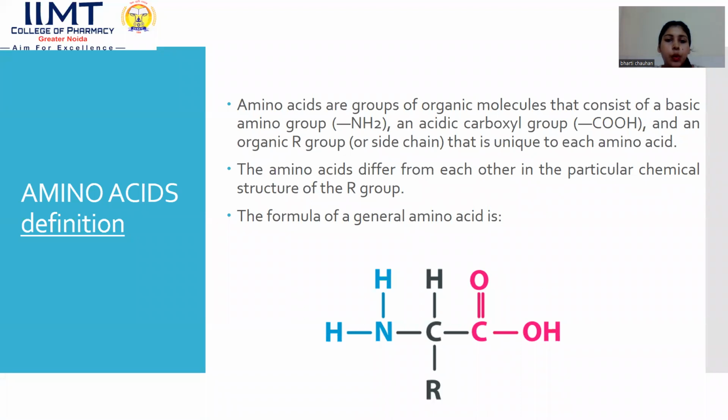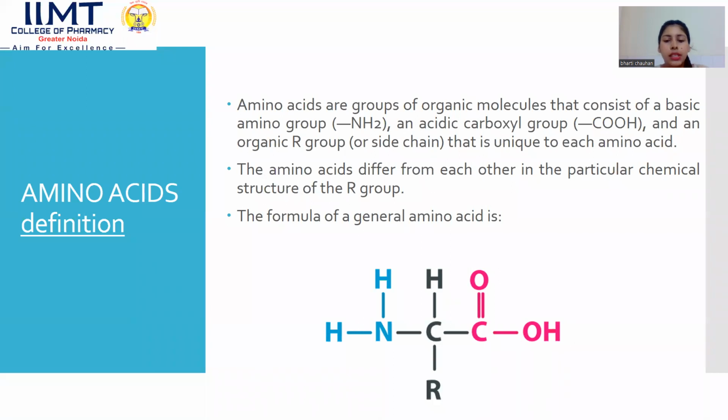Before that, we should know what are amino acids. Amino acids are a group of organic molecules that consist of a basic amino group and an acidic carboxyl group, COOH, and an organic R group that is unique to each amino acid.